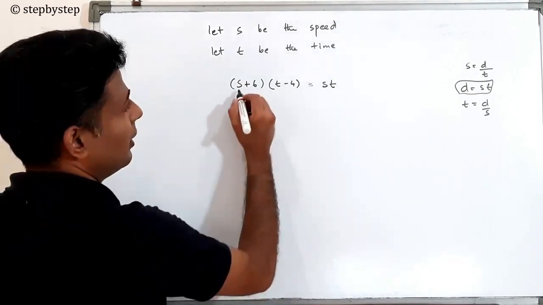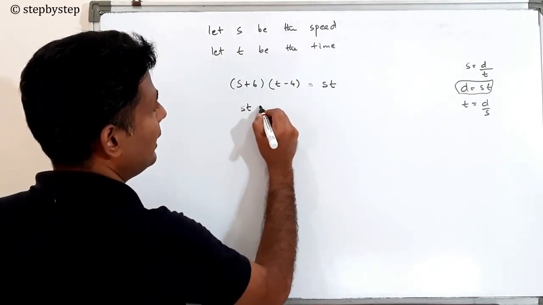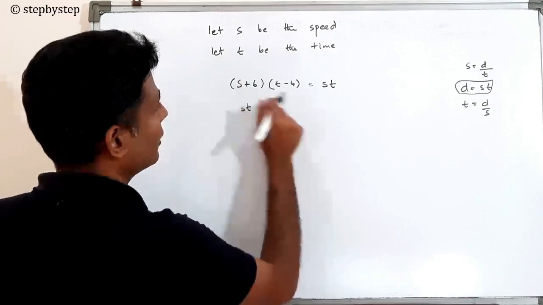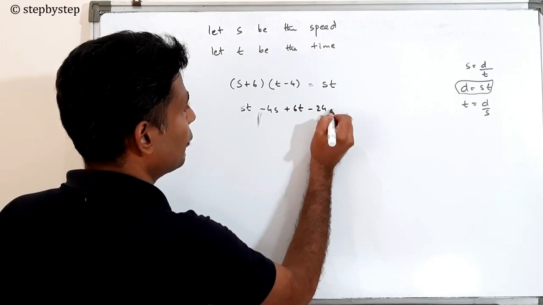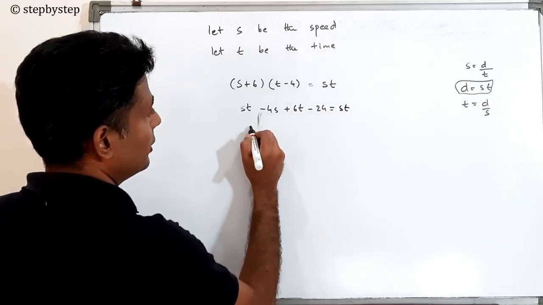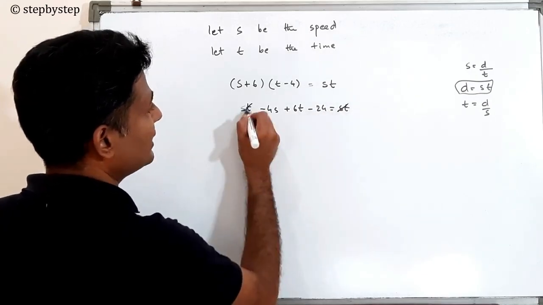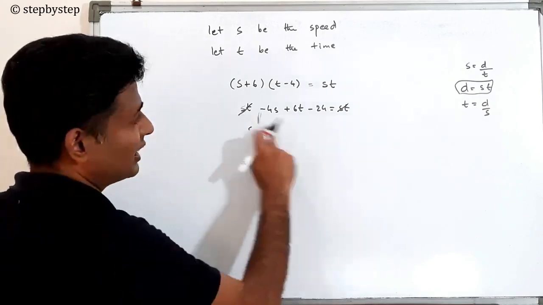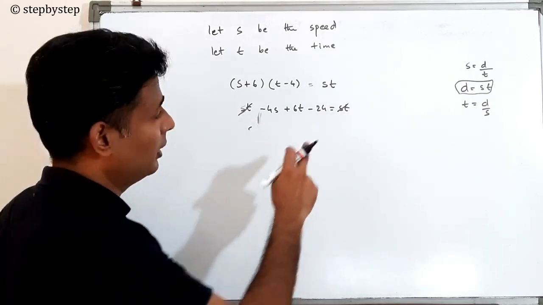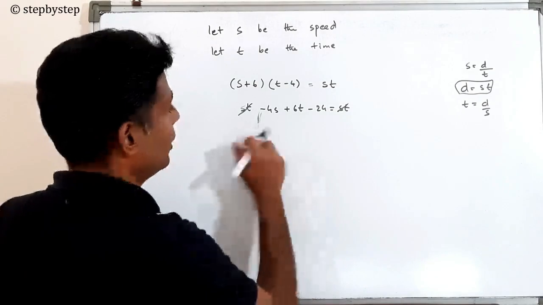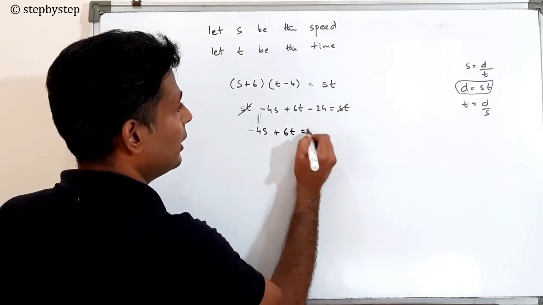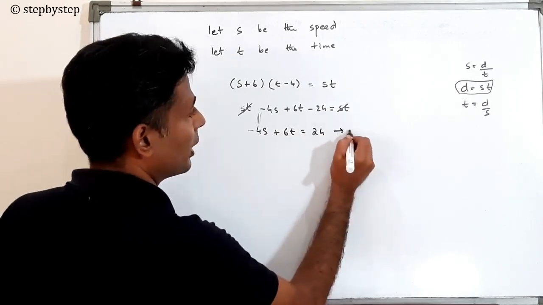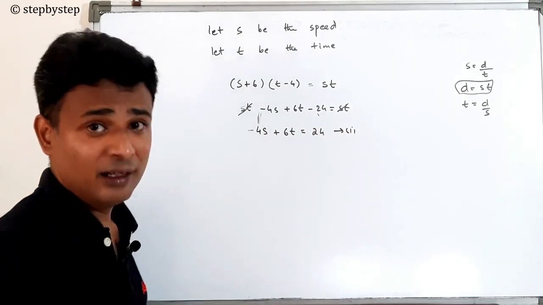So we have this. Now multiplying, I get ST minus 4S plus 6T minus 24 equals ST. ST and ST will cancel, because when I transpose this to that side, it becomes minus ST. Now I get minus 4S plus 6T equals 24 by transposing this to the other side.